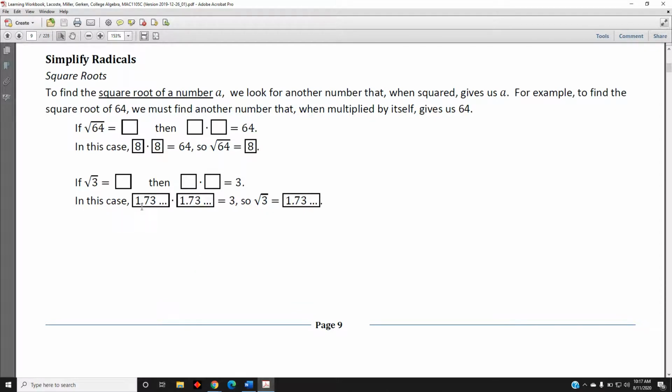In this case, 1.73 times 1.73 equals 3. Or said another way, 1.73 squared equals 3. So reversing the process, the square root of 3 is equal to 1.73.